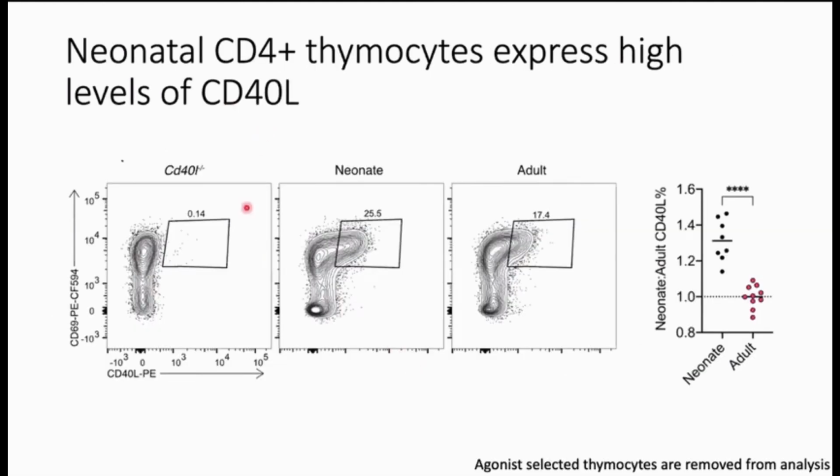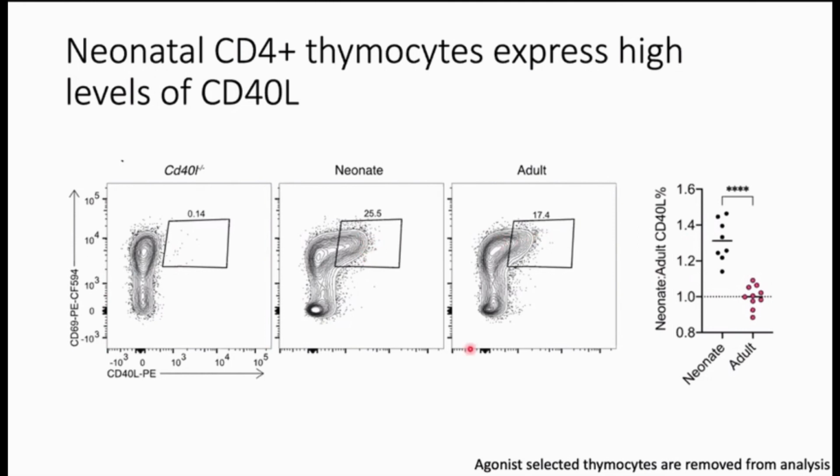So this experiment here is looking at CD40 ligand expression. On the y-axis is CD69, which is a marker of T cell and thymocyte maturation in this context, and the CD40 ligand is on the x-axis. This is a staining control: when we've knocked out CD40 ligand in a mouse, you can see that there's no staining. Within the neonate and the adult, we have positive staining for CD40 ligand, but you can see in the neonate that there are increased amounts of cells that express CD40 ligand. And there are also cells that express a lot more CD40 ligand, so a higher median fluorescence intensity, looking here compared to here.